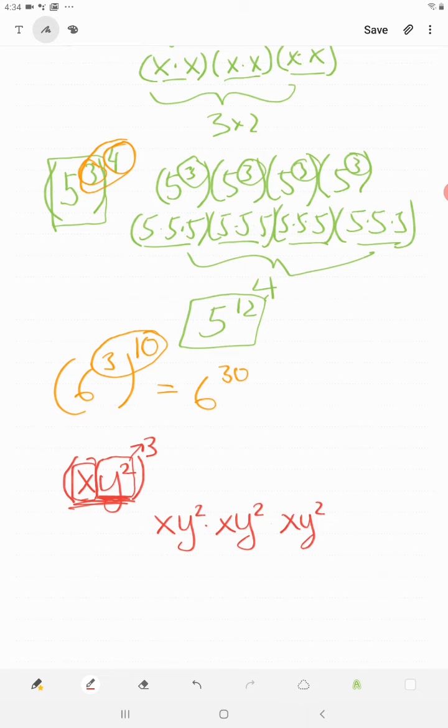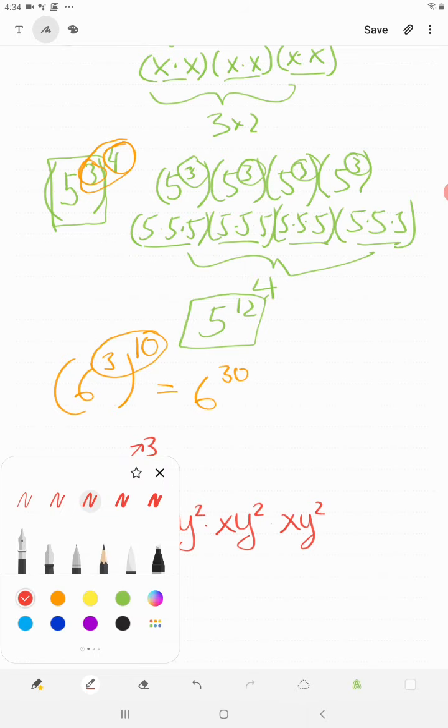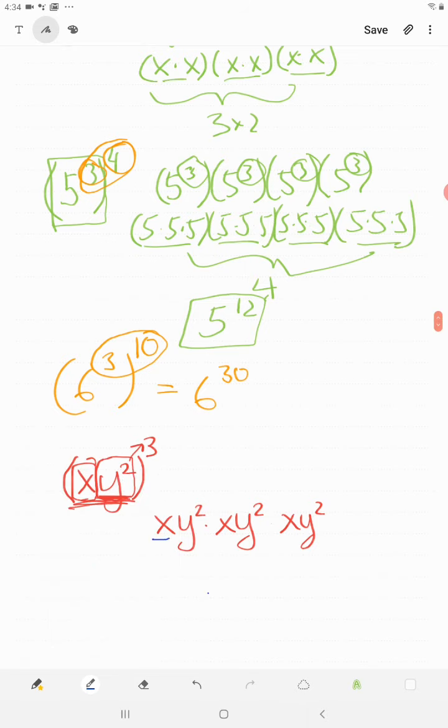Now you notice, if we focus on just one of them, let's look at the x. How many x's are being multiplied? Remember, if there's no dot there, it really means the same as multiplication. So there's 3 x's, and sometimes I like to put the 1 here just to remind myself there's only 1 x. So x times x times x is just x to the 3rd power.